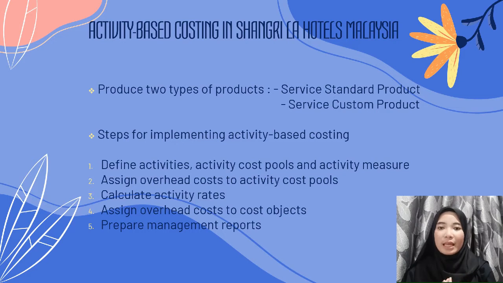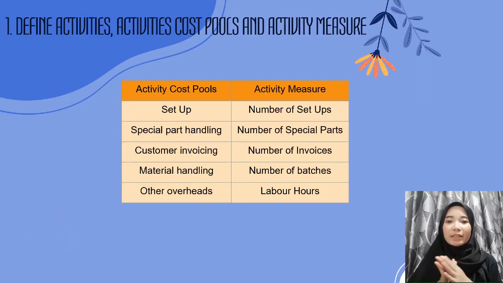So, there are 5 steps for implementing activity-based costing. The first one is define activities, activity cost pools, and activity measure. The second one is assign overhead costs to activity cost pools. Next, calculate activity rates, and then assign overhead costs to cost objects. And the last one is prepare management reports. The first step is define activities, activity cost pools, and activity measure. Activity measure is also known as allocation base or cost driver. So this is the table of activity cost pools and activity measure for Shangri-La Hotels Malaysia.